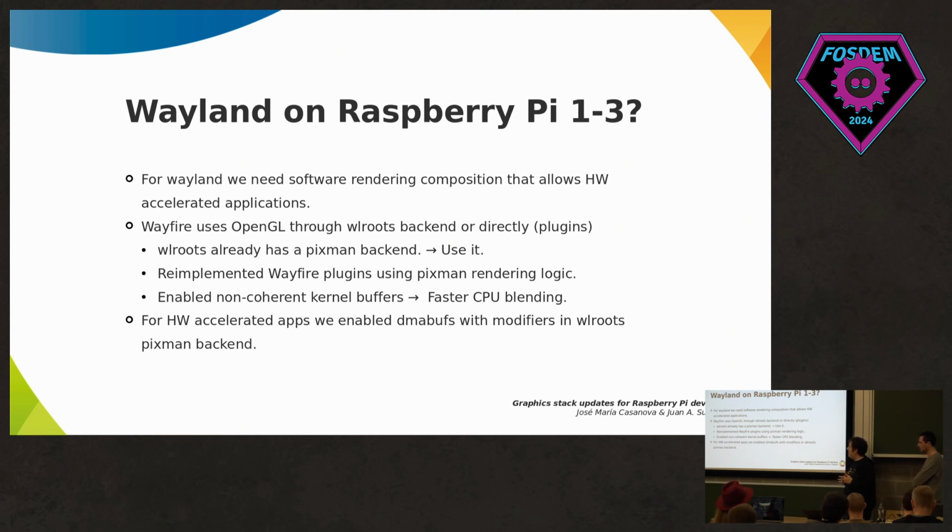So we experimented with using non-coherent memory for the buffers we use for the dumb buffers. That means that if you write on the CPU and then put it on the display, maybe there is not coherency. So you start needing to flush in some places, and you need to handle that.